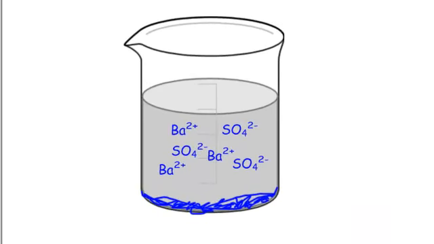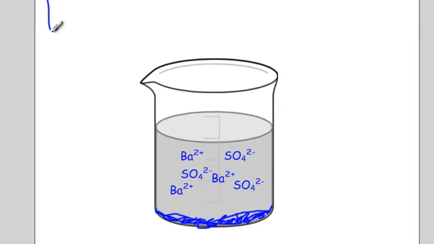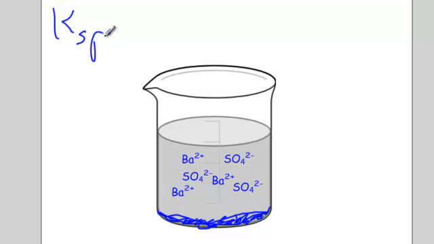This video is about the solubility product constant, otherwise known as KSP. Yes, it's another K. Exactly the same as all the other Ks. Let's think about something that doesn't dissolve very well, like barium sulfate.